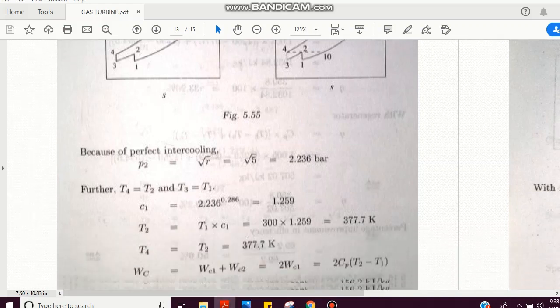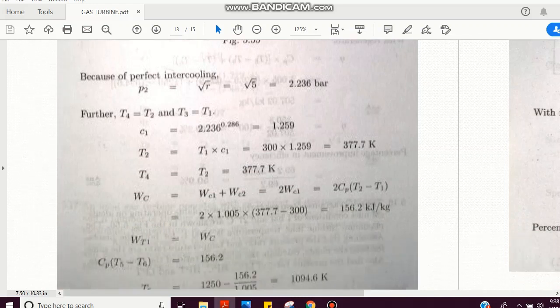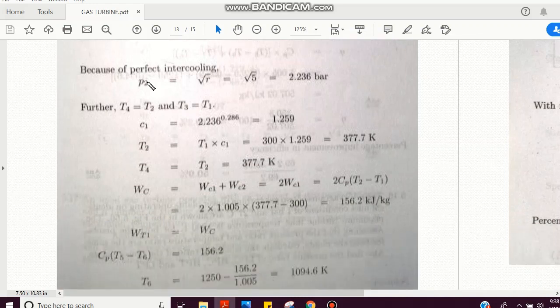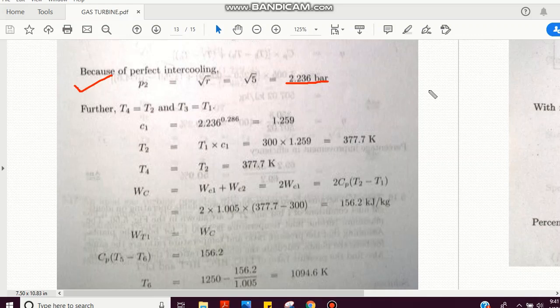let's do the calculation. Because it's a perfect gas, we can write P2 equals root over r, that is root 5, or 2.236 bar. It is given that this cycle works between 1 bar and 5 bar, so the value of P2 becomes root over r, or root 5, so the value of P2 is 2.236 bar.